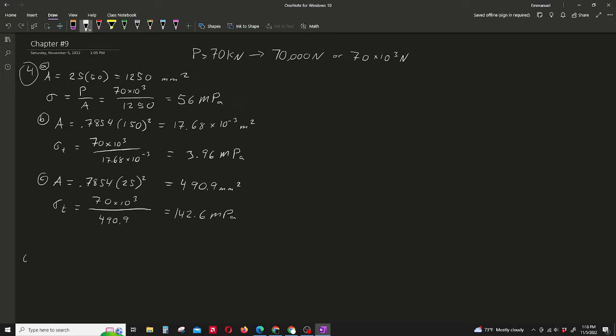All right, number 6. Number 6 states to determine the stress in the two segments of the bar that is shown. Segment A has a diameter of 1¼ inches and segment B has a cross-section of 2 inches by 2 inches.